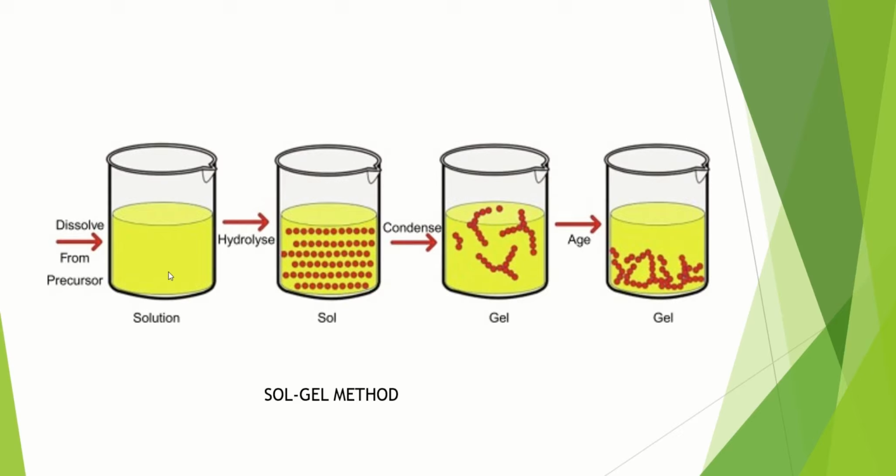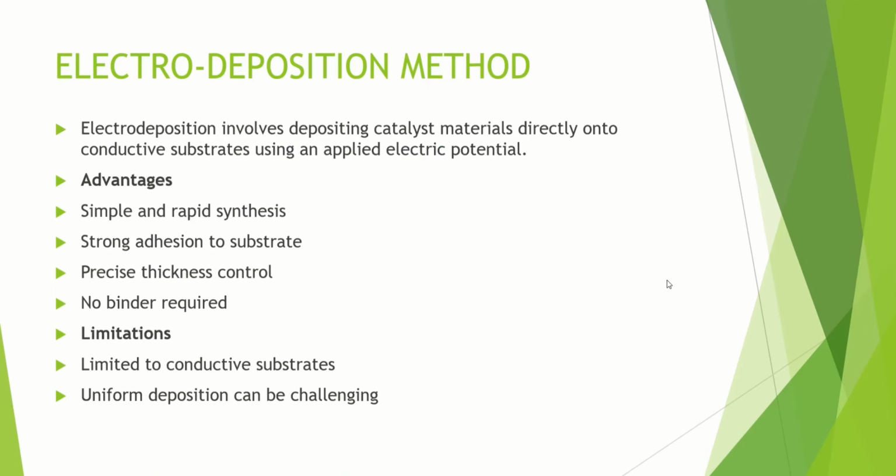The diagram explains it perfectly. Start with a solution, then hydrolysis and condensation turn it into a sol: tiny particles floating in a liquid. Then those particles link up to form a gel, a 3D network. Finally, after drying, you get the xerogel, which is your porous nanoparticle material.